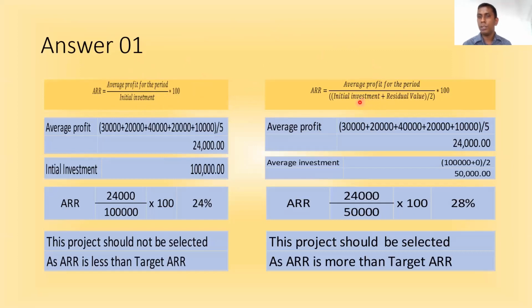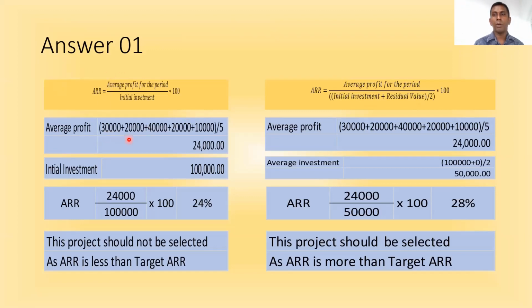How can we calculate average investments? Initial investments plus residual value, divided by 2. In one of the previous slides, we discussed how to calculate this average investment. And now look at how to calculate this average profit.